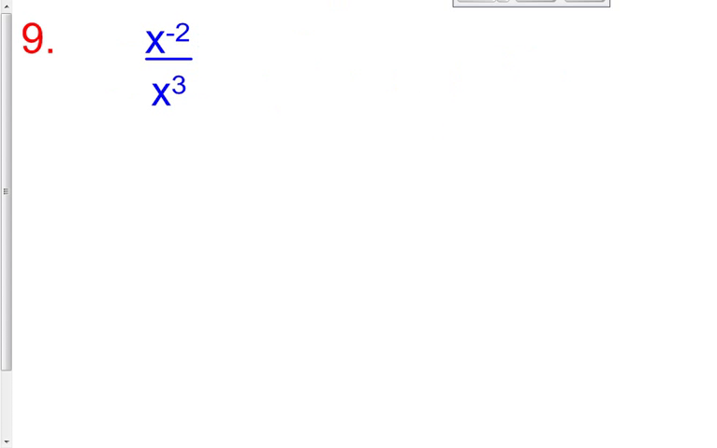Moving on to number 9, x raised to the negative second divided by x cubed. What I might do on this one, and there's a couple different methods on how you can solve a lot of these, so if your method works for you, certainly use that one. But I like working with positive exponents, so I'm going to move this x raised to the negative second downstairs. If that's the case, all I have left in the numerator is 1, and I have x cubed now multiplied by x squared in the denominator.